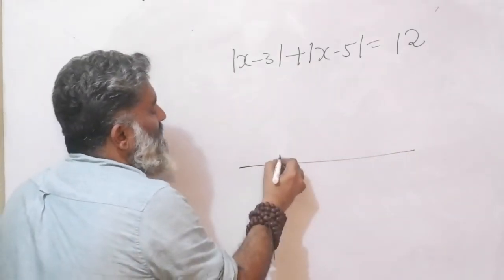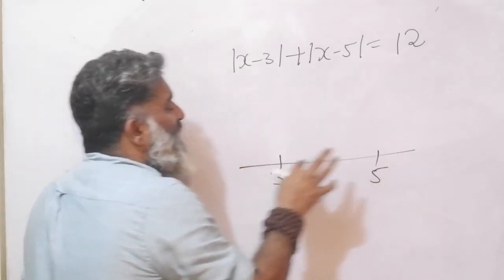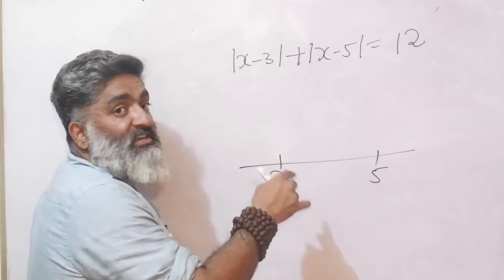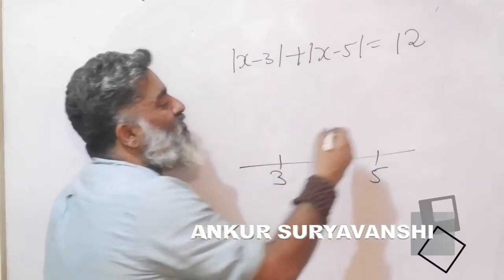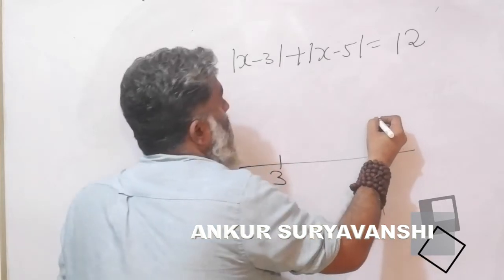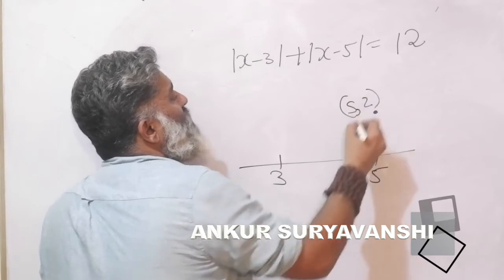First of all, plot the points 3 and 5. Find out the value at 5 and find out the value at 3, right? That's what we want to do. At 5, this will become 0. 5 minus 3 will give me a 2. Plot the point. This point is going to be 5, 2.